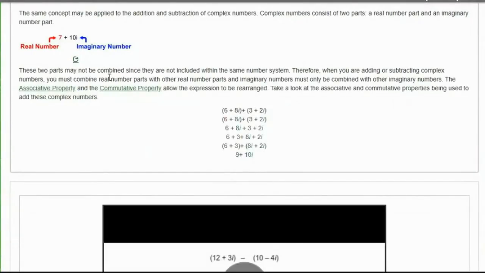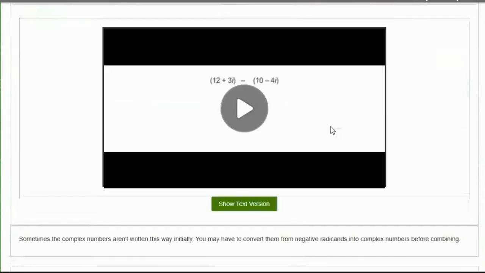So they show that 6 plus 3, you bring the 6 and the 3 together because they're both real, and the 8i and the 2i, you get the 9 plus 10i. They're going to do a subtraction problem. So let's see how they do the subtraction. We did one in our notes right there, but let's check out what they're doing.